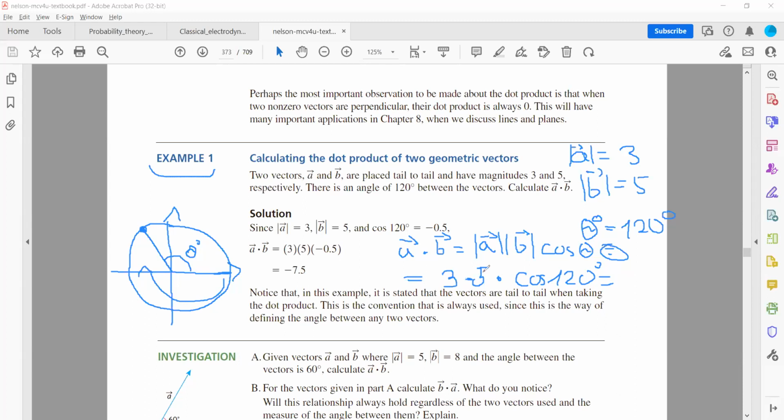So you have 3 times 5, which is 15, times -1/2, which is equal to -7.5. This is how you can evaluate the dot product for any two given vectors when you know their magnitudes and the angle between them.